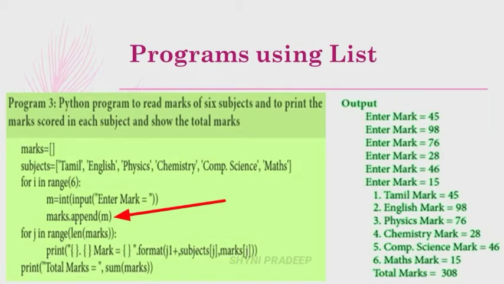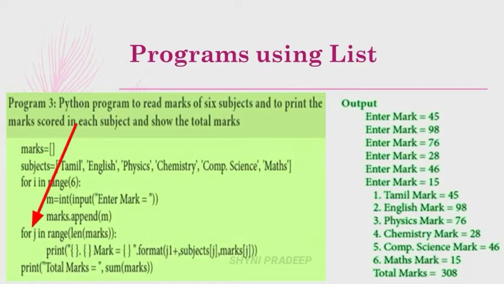Whenever you are adding a new mark, it will be added to this empty list one by one. So here we use the append function. And next, for j in range length of marks. Length of marks means here you have to write the length of the marks. This is another for loop.